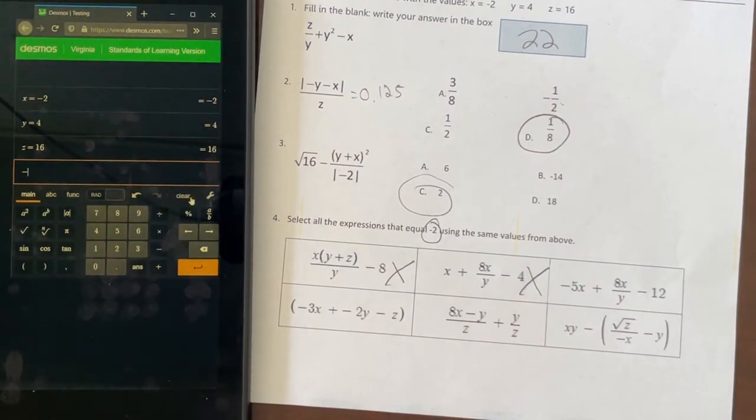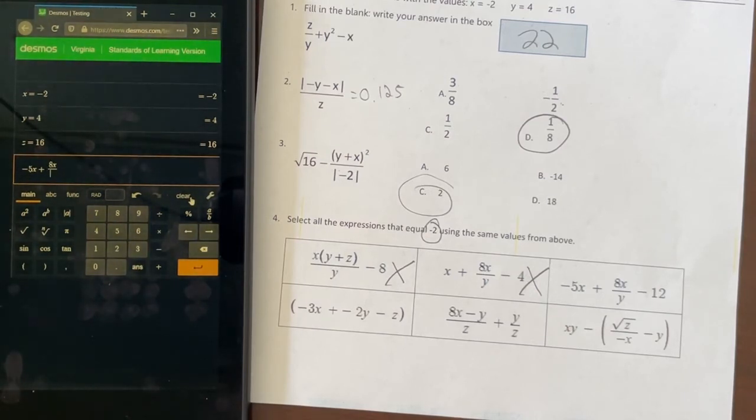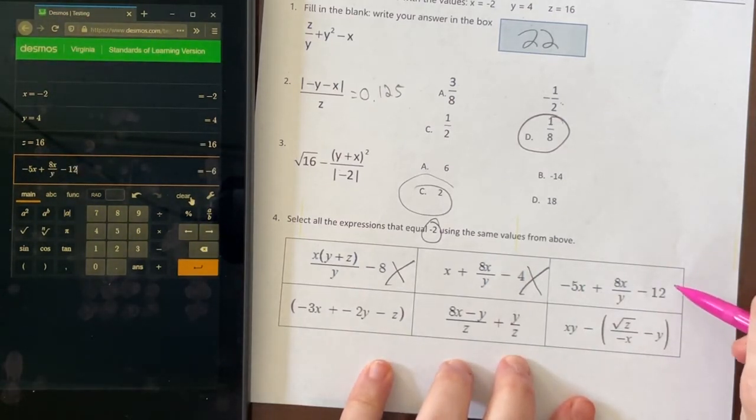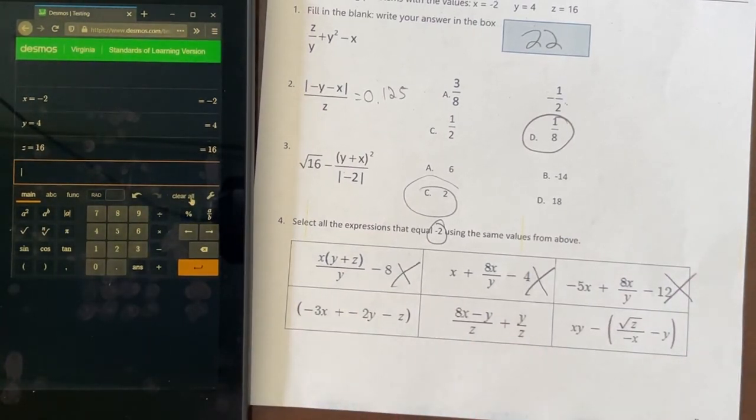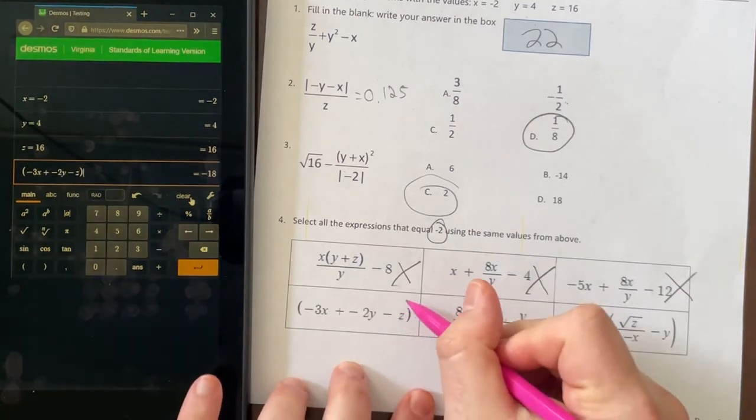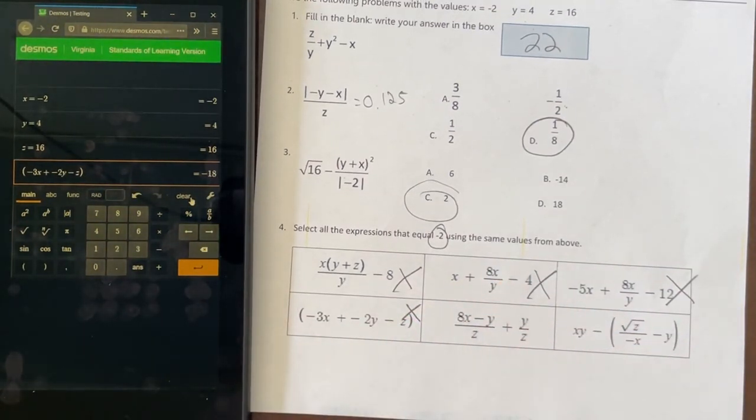Clear. Let's do negative 5x plus 8x over y minus 12. That's a negative 6, which is not what we need. Okay, clear. Let's try this bottom row. What about, again, make sure it looks exactly as it does in the problem. So I have, in parentheses, negative 3x plus a negative 2y minus z is going to be negative 18, which is not the case. I'll double check on that one in just a second as well. So let me actually start a new line because I want to come back to that one.